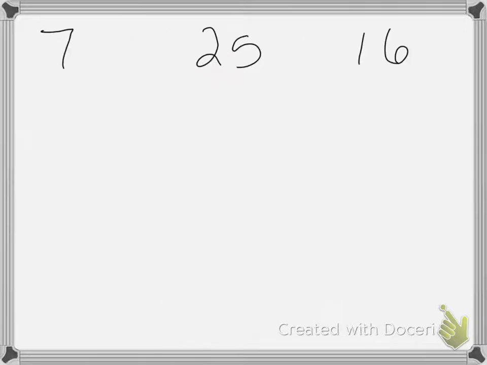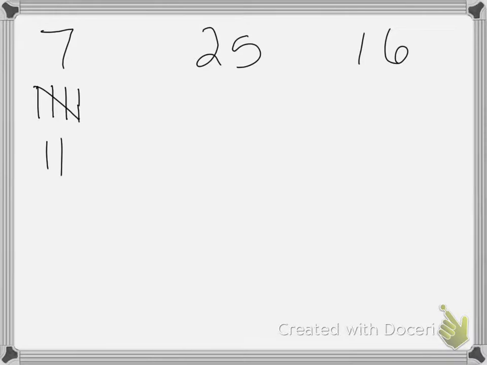So let me show you what the tally marks look like for 7. So we have 1, 2, 3, 4, 5, 6, 7. So you can see that I have one group of 5, so that's 5, and then I have 2 more. So then 6 and 7.